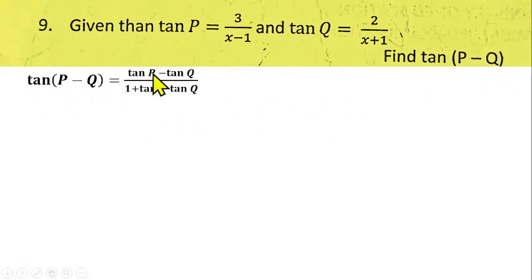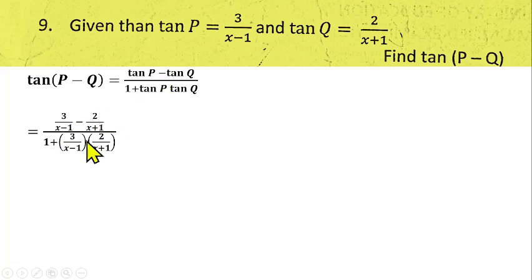Tan(p minus q) gives us tan p minus tan q over 1 plus tan q tan p. So if you substitute into this, we know the value of tan p and tan q. Technically you'll be having tan p, which is 3 over s minus 1, minus tan q, which is 2 over s plus 1, over 1 plus this multiplied by this as well.